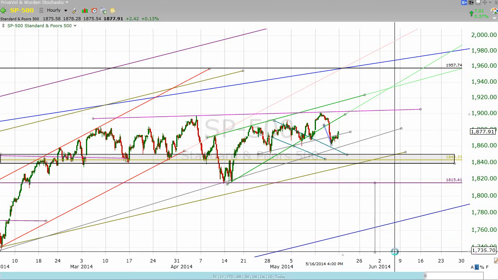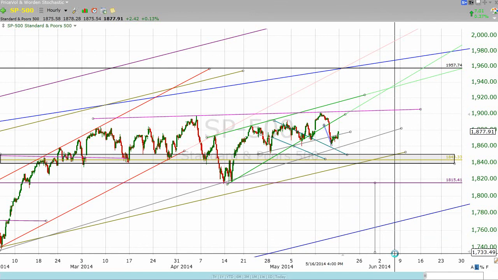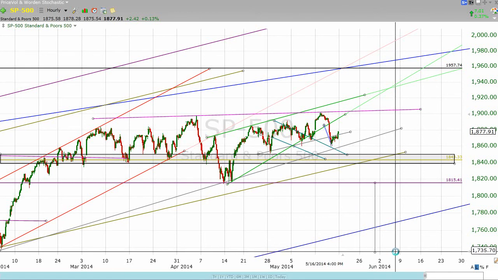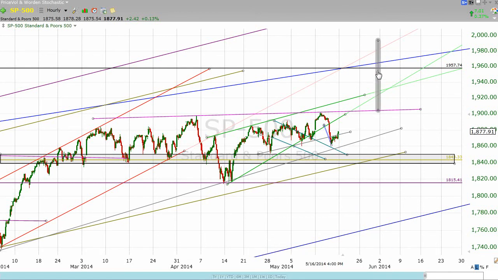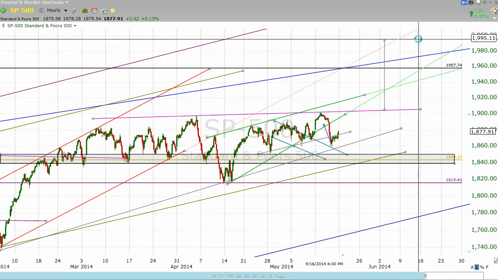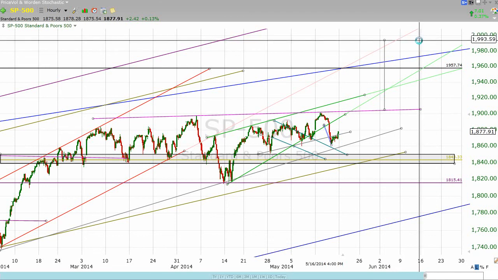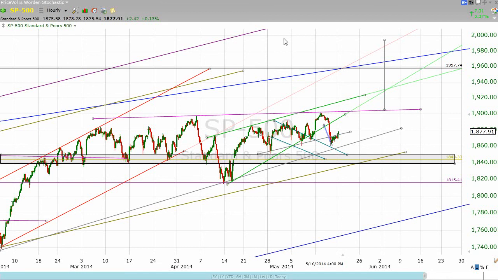So I think going forward, we now start to look for either a move to the 1730s or a move to the, where was that, 1990s. A 260-point difference between which way this breaks. But I'll remind you that a third of that is fully inside this pattern itself.